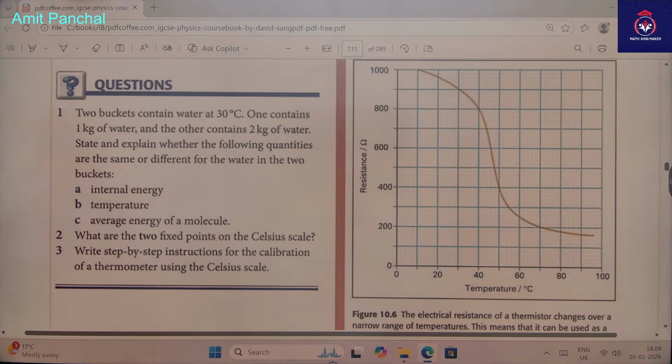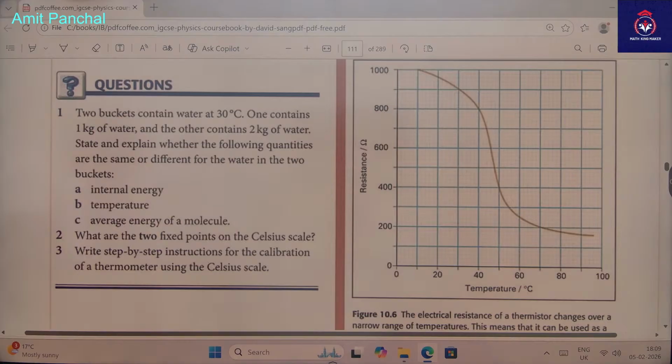Internal energy is, wait, the internal energy is higher for the second one, right? Because it is 2 kg of water, the number of molecules is more. And what about the temperature? Temperature is the same, because temperature is the average energy of a molecule.